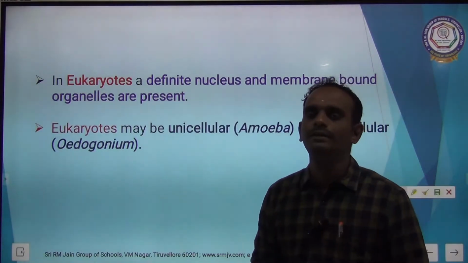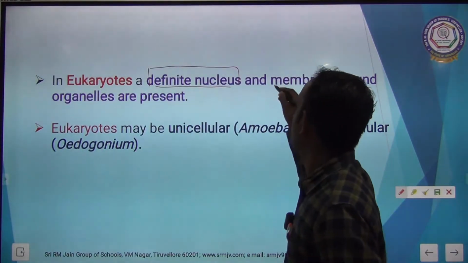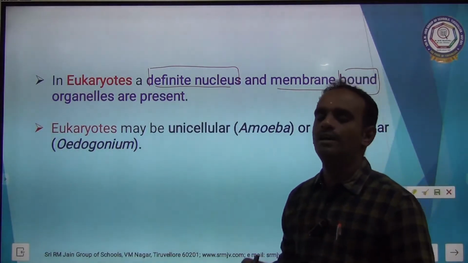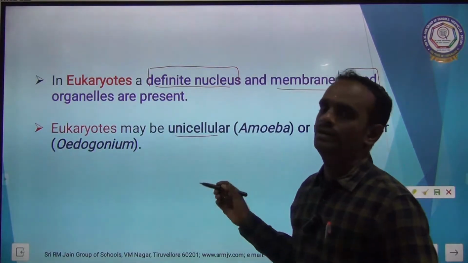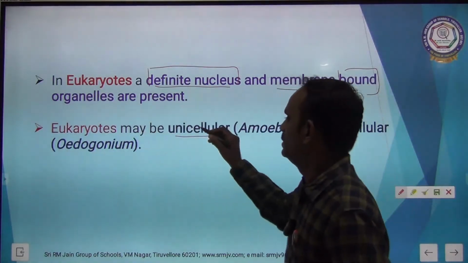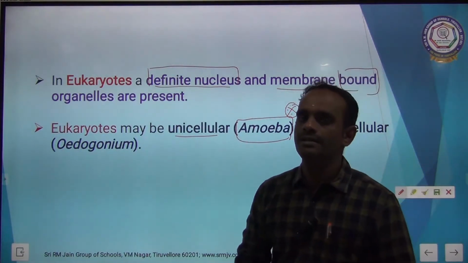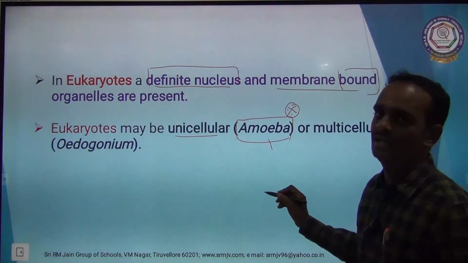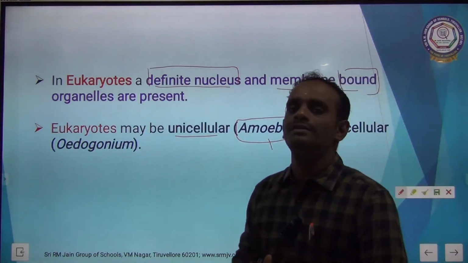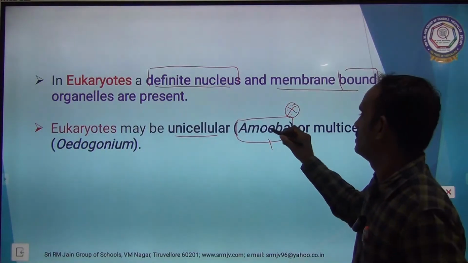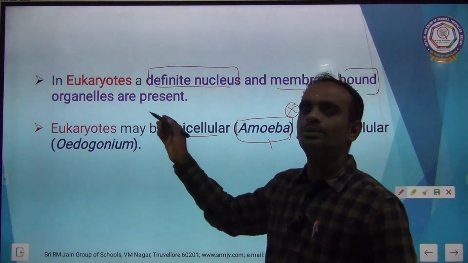In case of eukaryotes, they have a well-defined nucleus, a definite nucleus, and membrane-bound cell organelles. Cell organelles means mitochondria, Golgi apparatus and so on. Eukaryotes may be unicellular or multicellular. So for unicellular eukaryotes, the example is amoeba. Very important, one more question. Amoeba is a unicellular organism, but even though it has only one cell, the cell is eukaryotic. That means the cell contains all the membrane bound cell organelles including the nucleus. Very, very important. So amoeba is a unicellular eukaryotic organism.